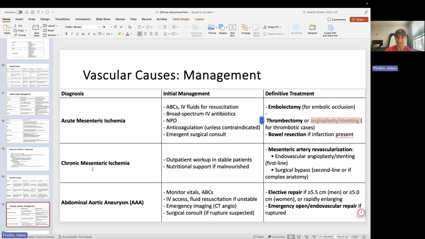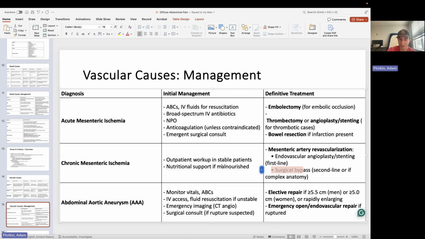For chronic mesenteric ischemia, it's usually an outpatient workup. If the patients are stable, we can give them nutrition support. We can think about revascularization of the mesenteric arteries. So we can think about endovascular angioplasty or stenting, or potentially even surgical bypass.